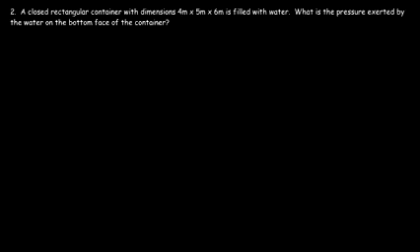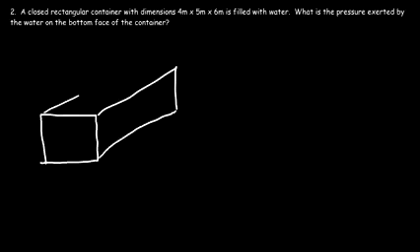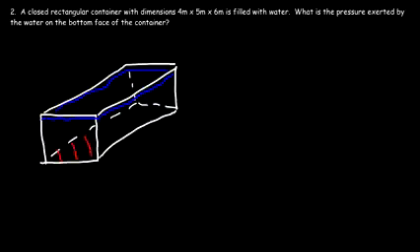Number 2. A closed rectangular container with dimensions 4 meters by 5 meters by 6 meters is filled with water. What is the pressure exerted by the water on the bottom face of the container? So let's draw a rectangular container, and it's filled with water. Now our goal is to find the pressure that's exerted by the weight of the water on the bottom surface of the cube. So how can we do that?